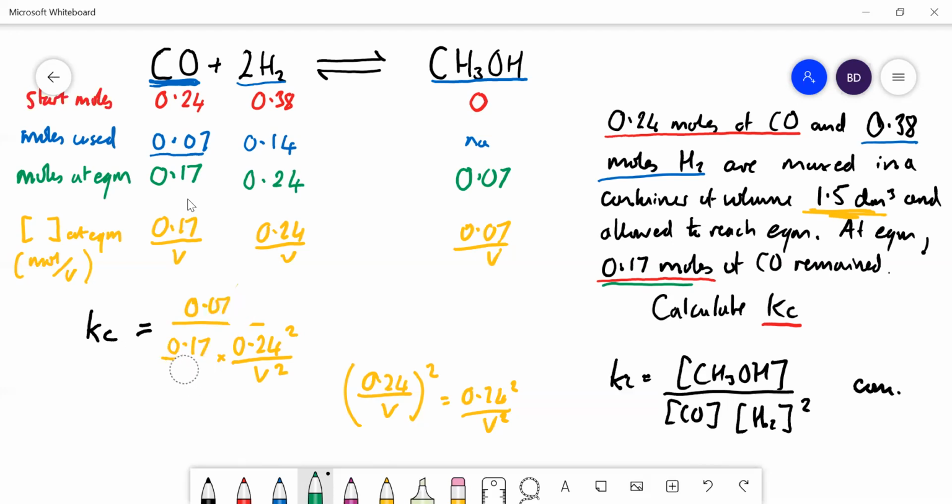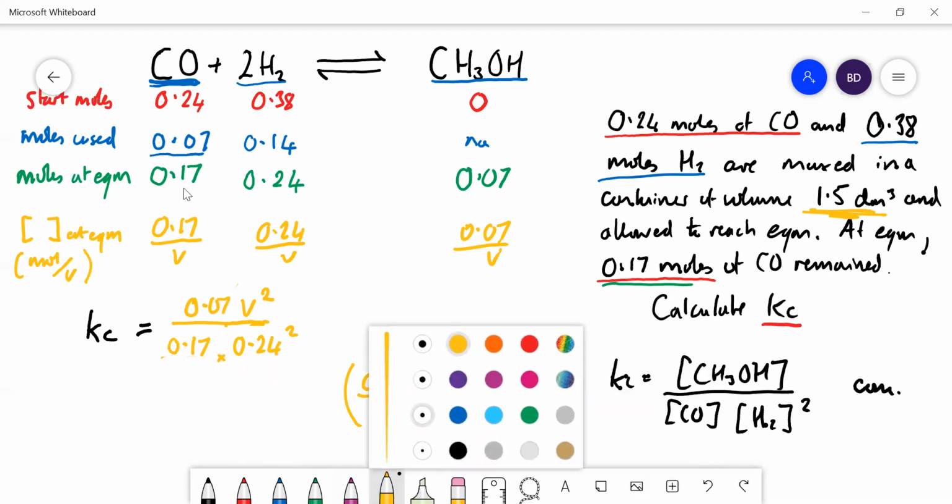Okay, so that makes life a bit easier. And what can we do with these? Well, if you're dividing by v squared at the bottom there, that's like having a v squared at the top. So I'm going to bring them up onto the top line, v squared. Then all you've got to do, we know what v is. V is equal to 1.5.